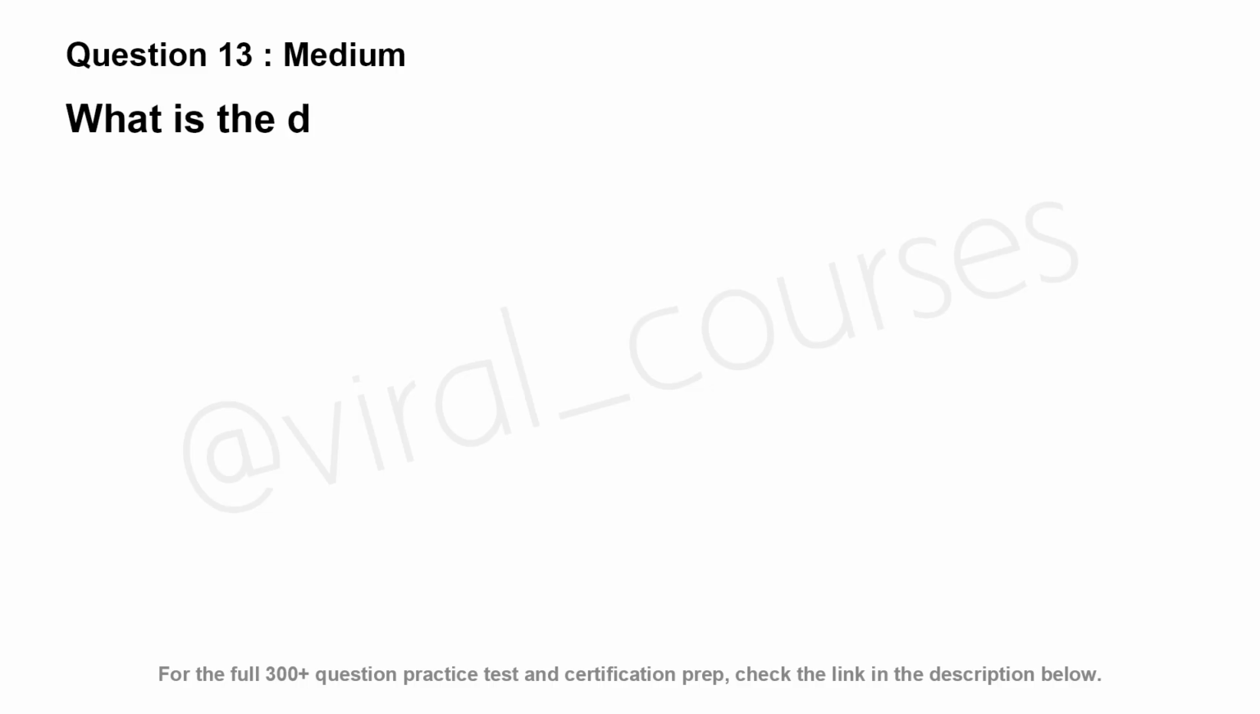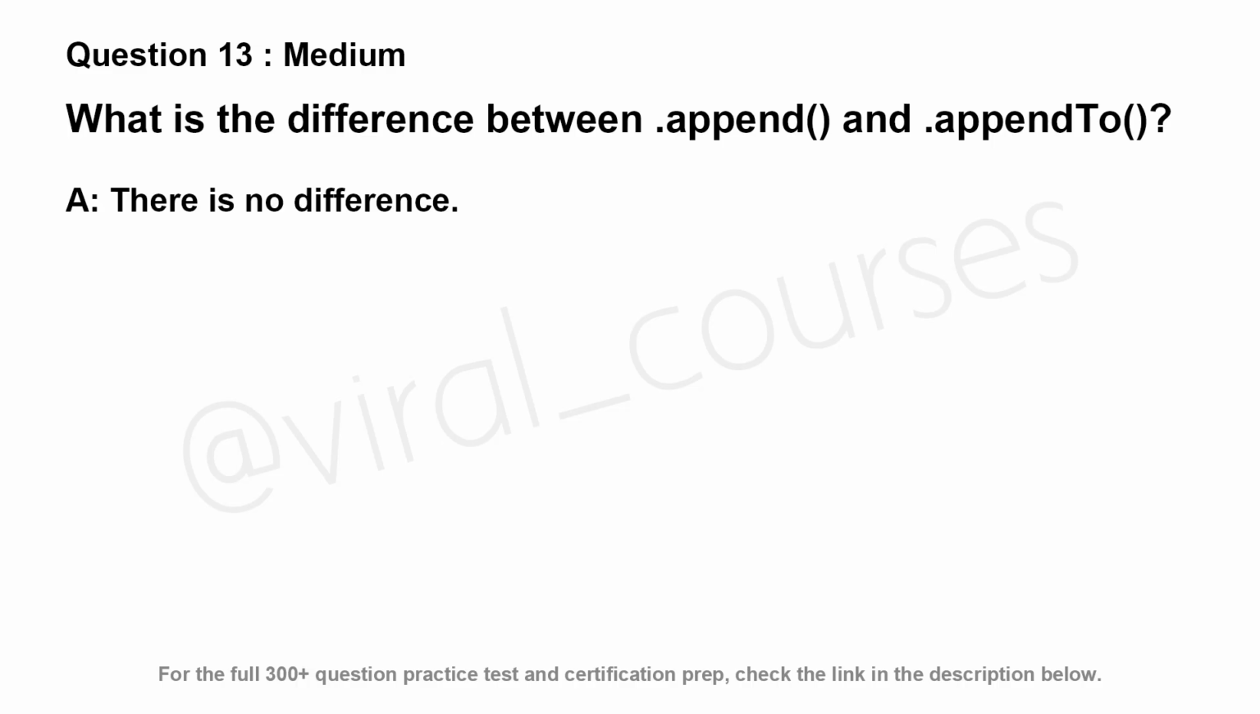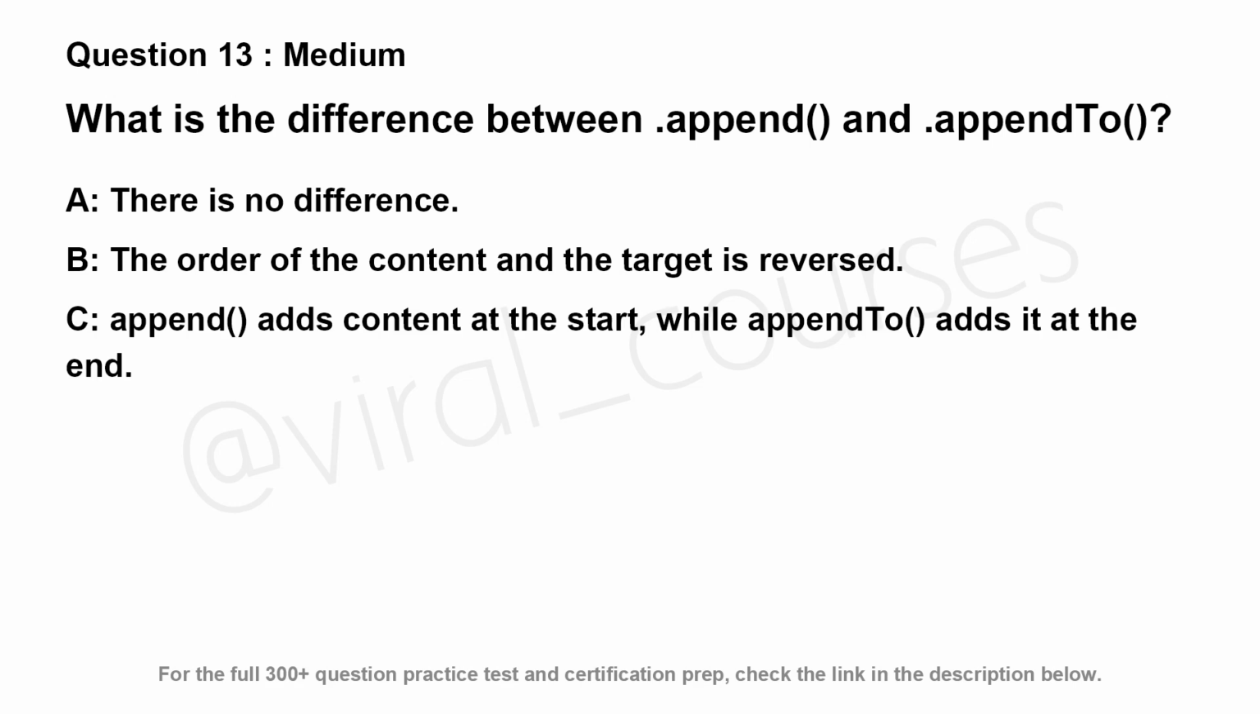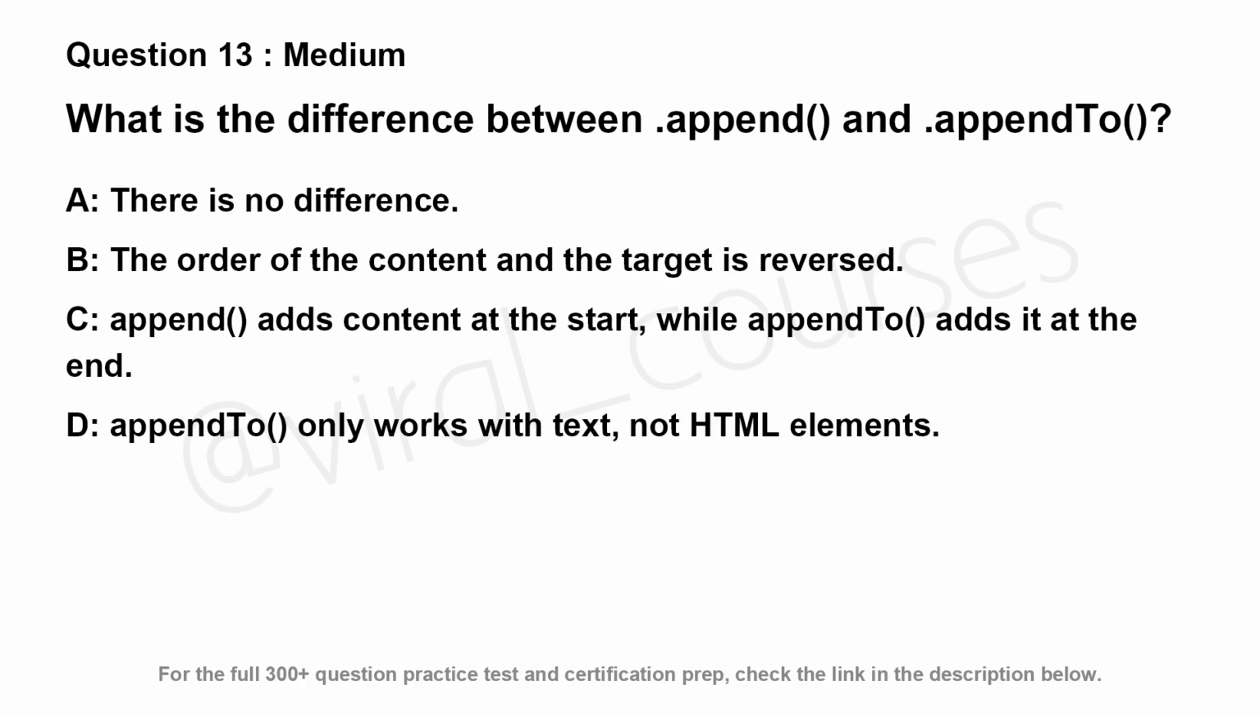What is the difference between append and appendTo? Option A, there is no difference. Option B, the order of the content and the target is reversed. Option C, append adds content at the start, while appendTo adds it at the end. Option D, appendTo only works with text, not HTML elements.